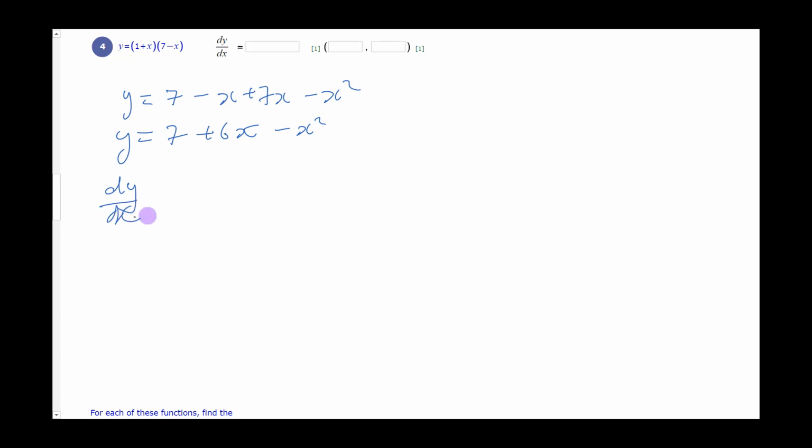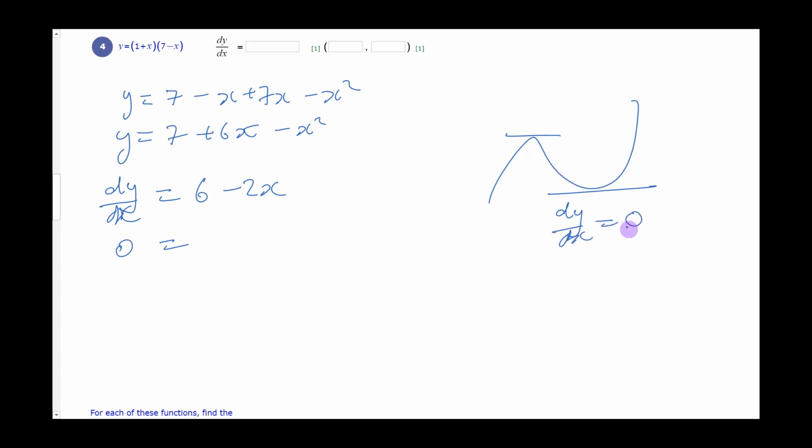Differentiate, because we want to find where the gradient is 0. So we get 7 goes to nothing, 6x goes to 6, minus x squared goes to minus 2x. Remember to find the stationary point, remind you again, it's where the gradient equals 0. So make dy by dx equals 0. 6 minus 2x equals 0. So we've got 2x equals 6. So x equals 3. We need the y value.